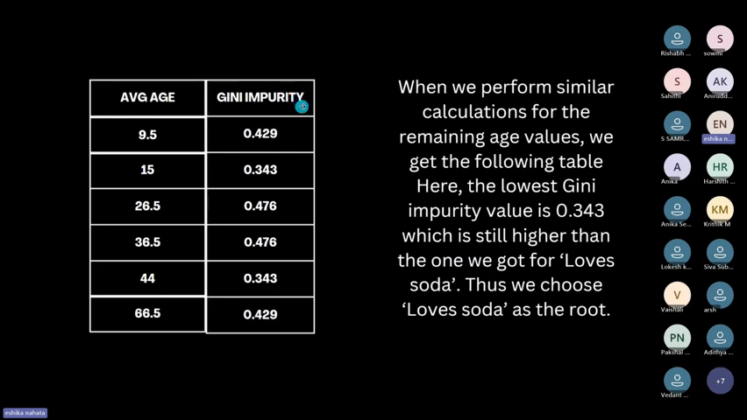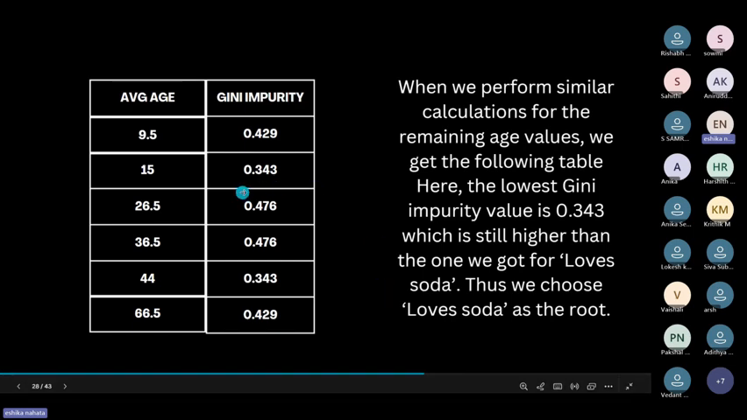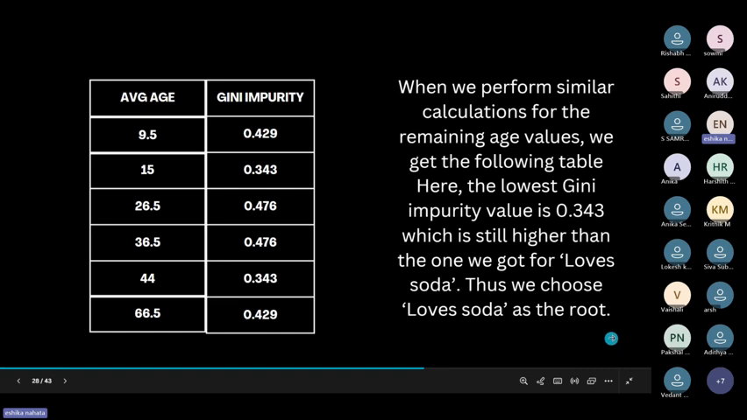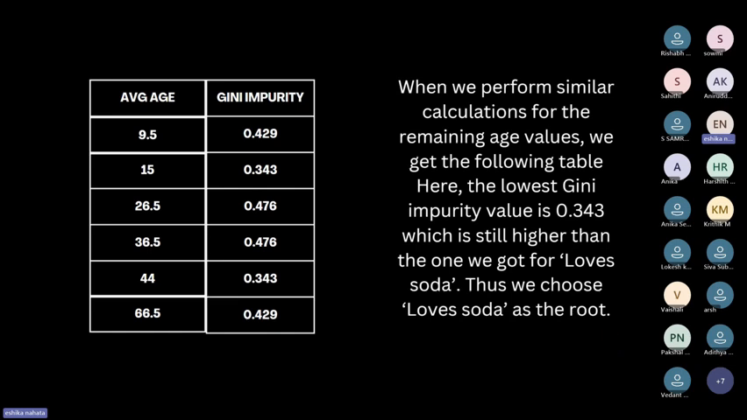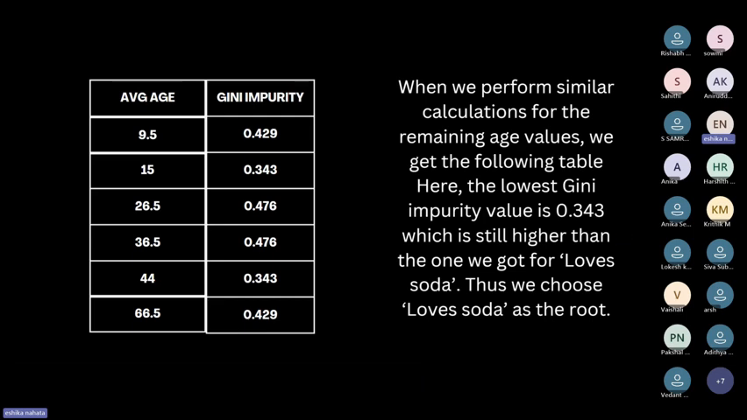So if we do the same process for all of the values, we get these Gini impurities. Overall, although this is the lowest Gini impurity we get for 15, it is still more than the Gini impurity we got for the love soda tree. So we pick love soda as our root. We're just picking the condition that gives us the smallest Gini impurity as our root node, and this process will propagate for every decision node, not just the root node.